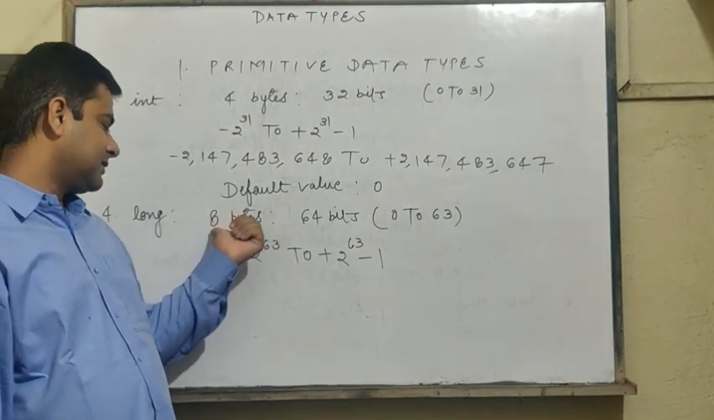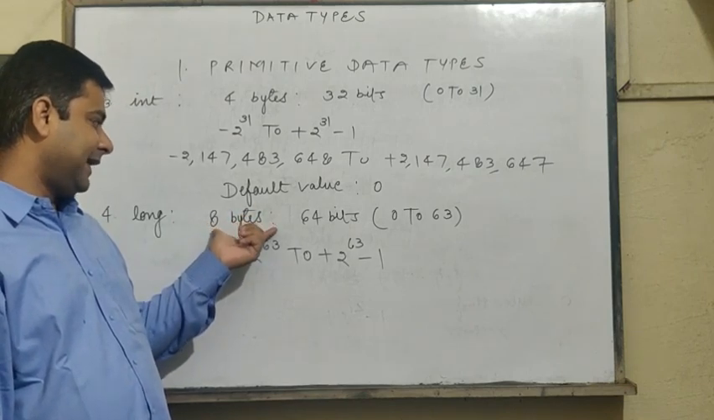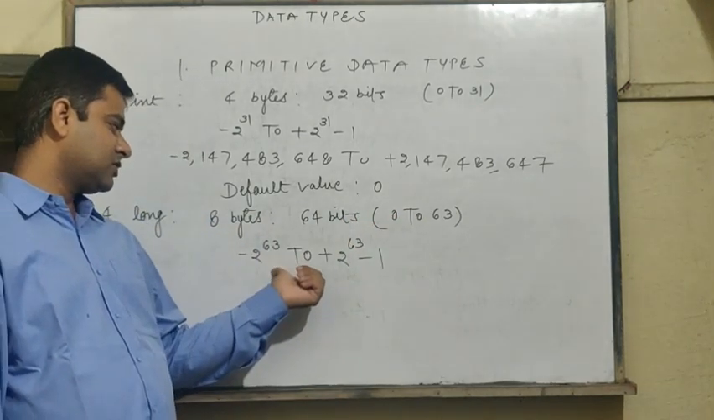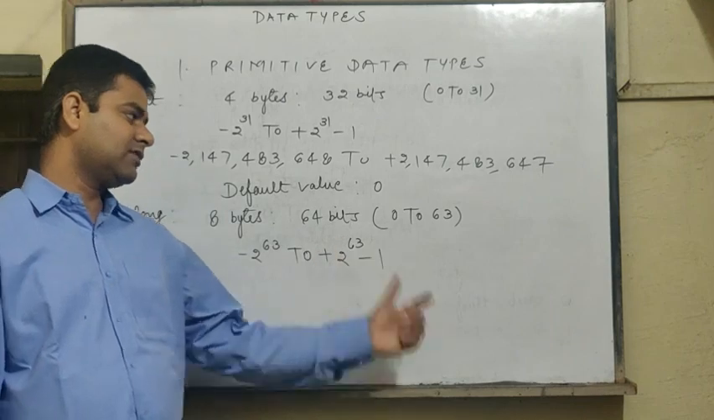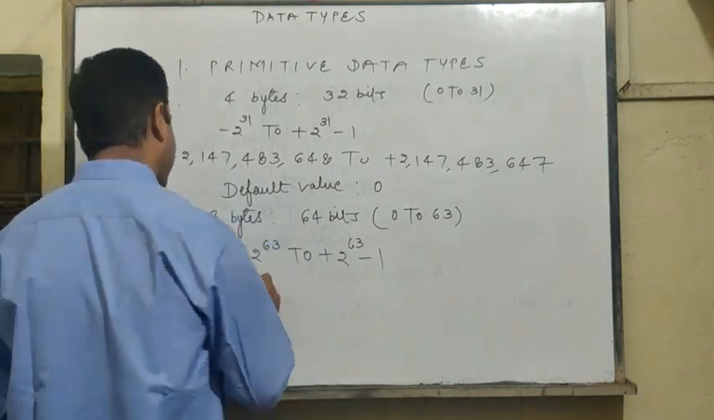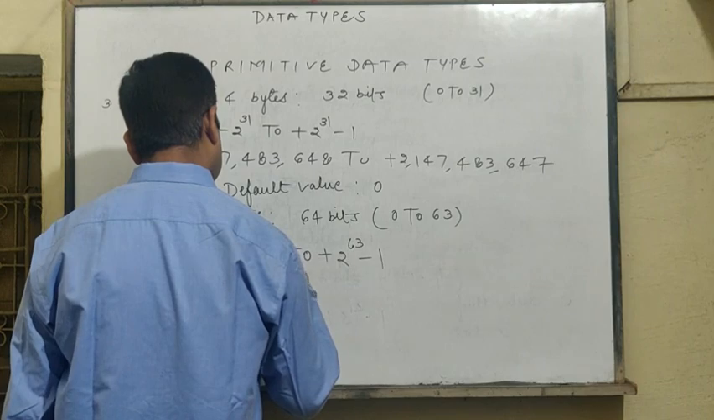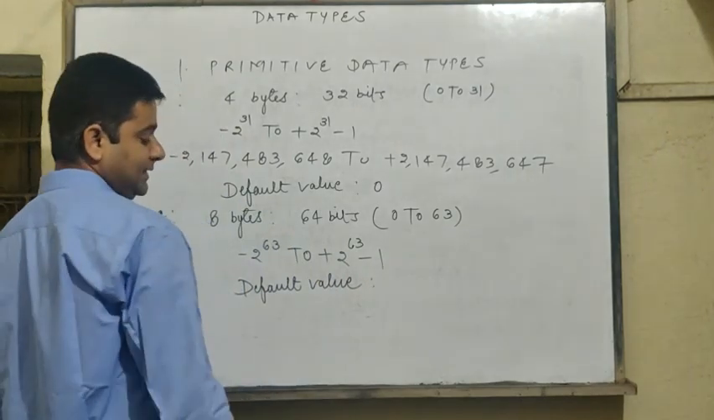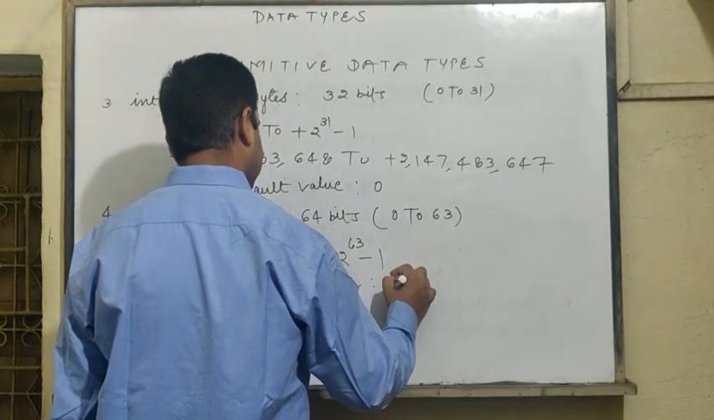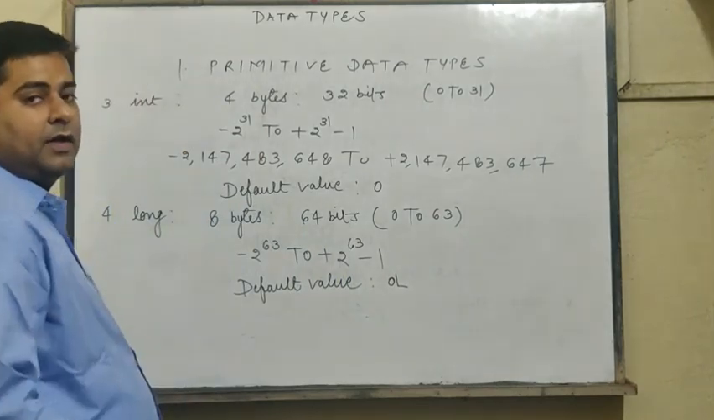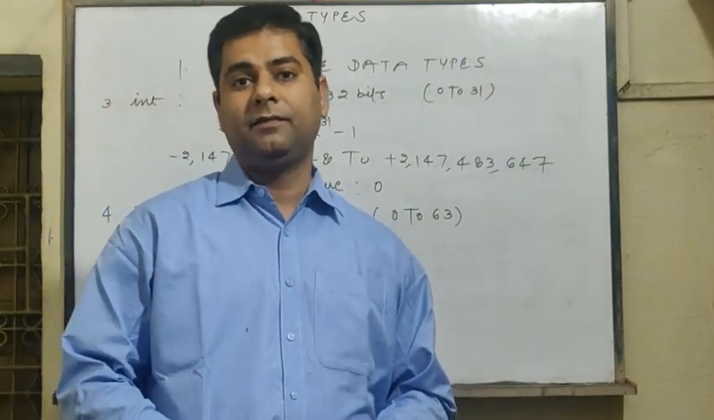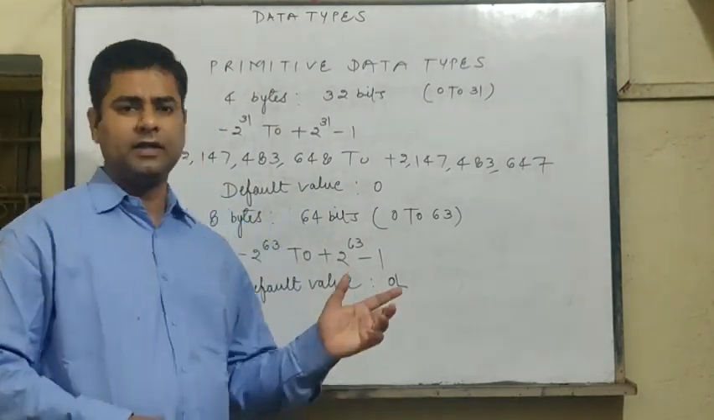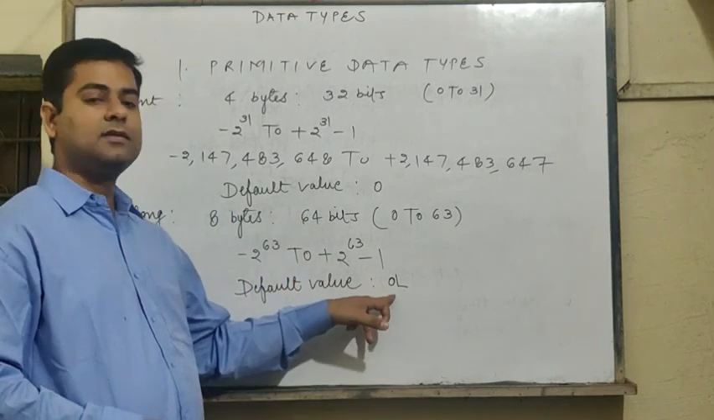So here you can see its size is 8 bytes, in bits 64 bits, and you can calculate the range minus 2 raised to the power 63 to plus 2 raised to the power 63 minus 1, and its default value is 0L. Okay. Understood? So if you are not giving any value to the long integer data type, automatically it will store 0L.